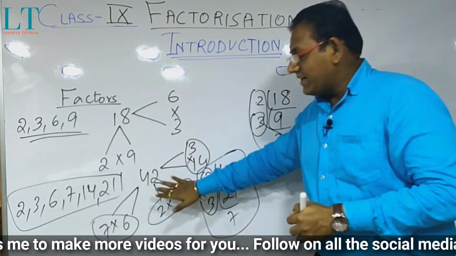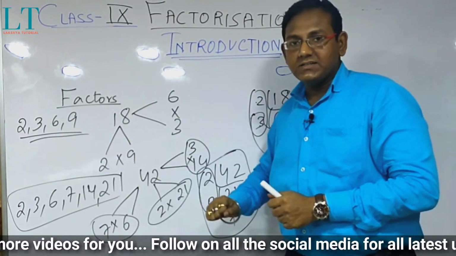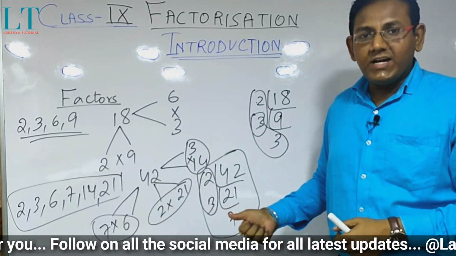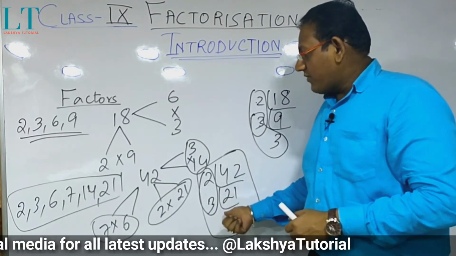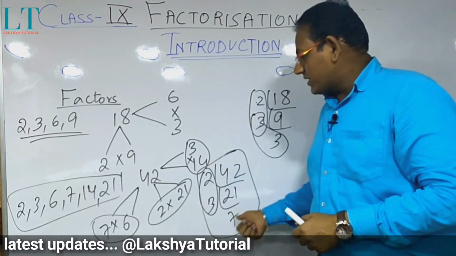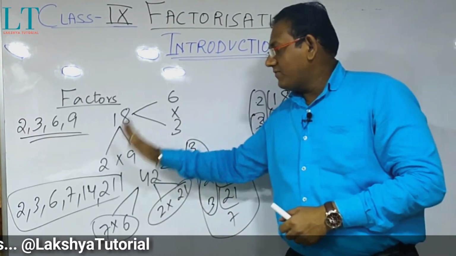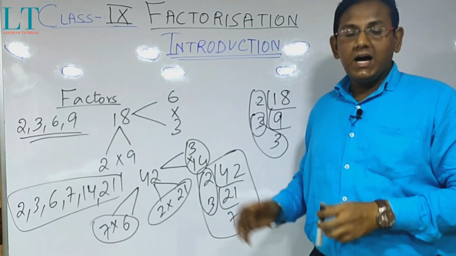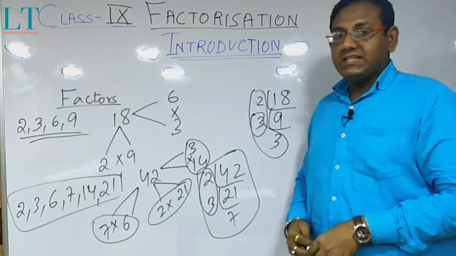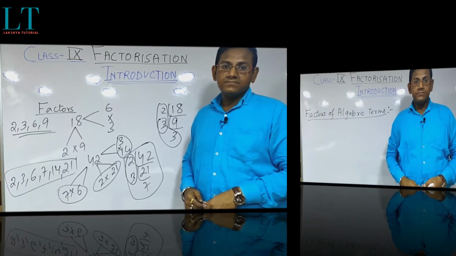I hope you all understood how to find the factors. So let us recapitulate. The concept is very simple. First find the LCM. After finding the LCM, see what combinations of the numbers we can make, and then we can get the factors of the number. So these are the factors of a number. Now let us understand algebraic factors.